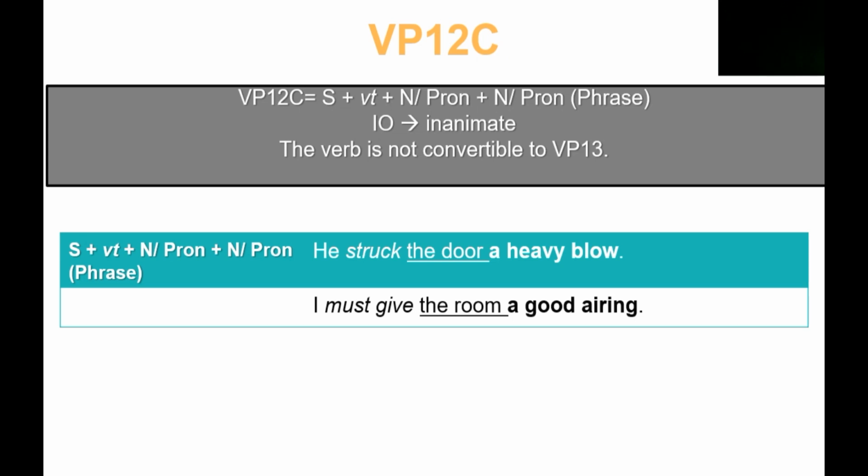For example, he struck the door a heavy blow. He is the subject. Struck is the VT. The door here is the indirect object, which is inanimate, because it's not someone or a human. And then a heavy blow here is the noun phrase functioning as the DO. Next, I must give the room a good airing. I here is the subject, must give is the VT. The room here is the inanimate object as the IO, and a good airing here is the noun phrase as the DO.